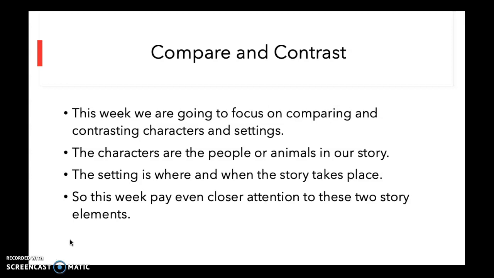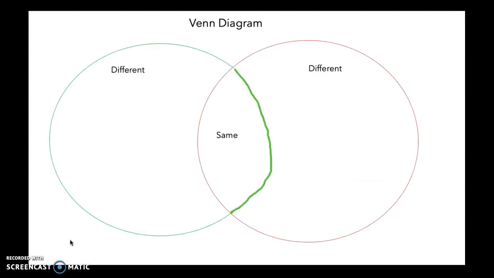So again, our focus is characters, people and animals in the story, and then the setting of the story, where and when it takes place. So we've seen this before. Remember, this is a Venn diagram. Remember, in our Venn diagram, we have our different, and same. All right, so you're talking about the differences in these two circles, and then you're talking about what's the same in this circle here.